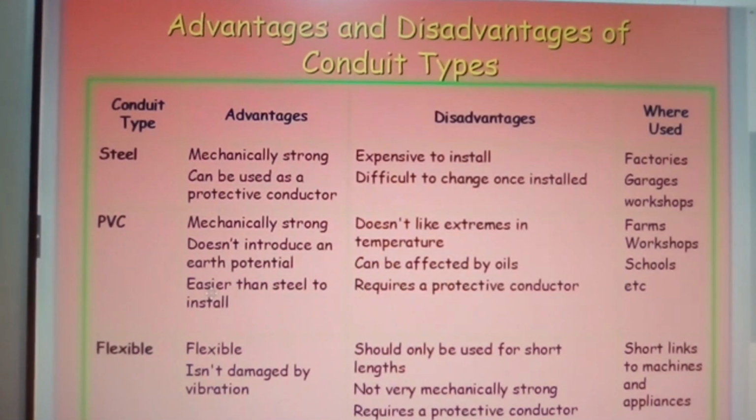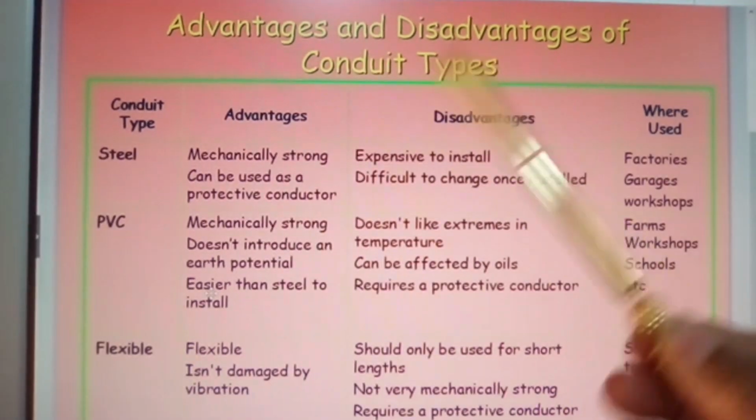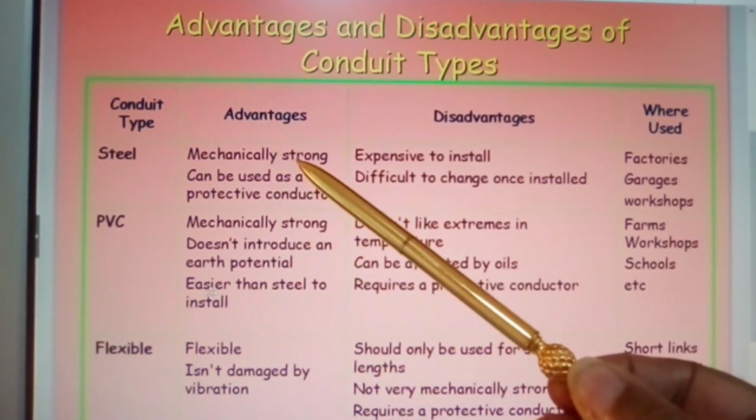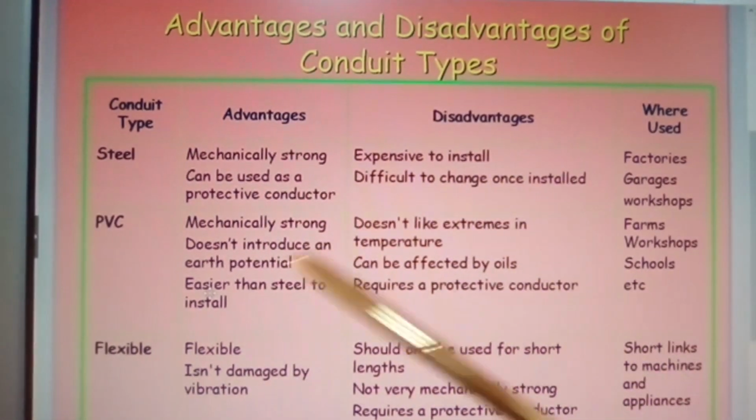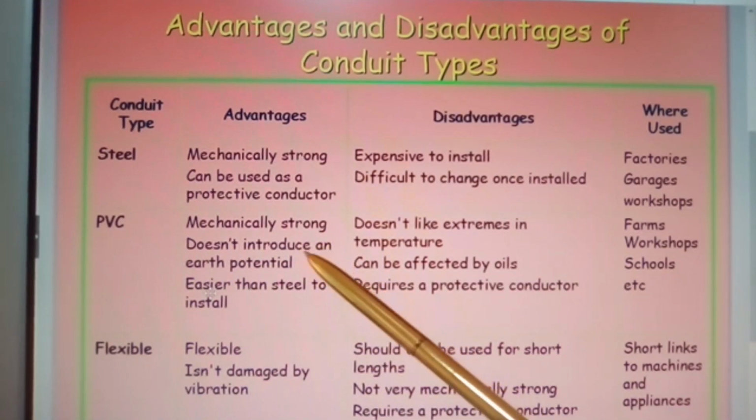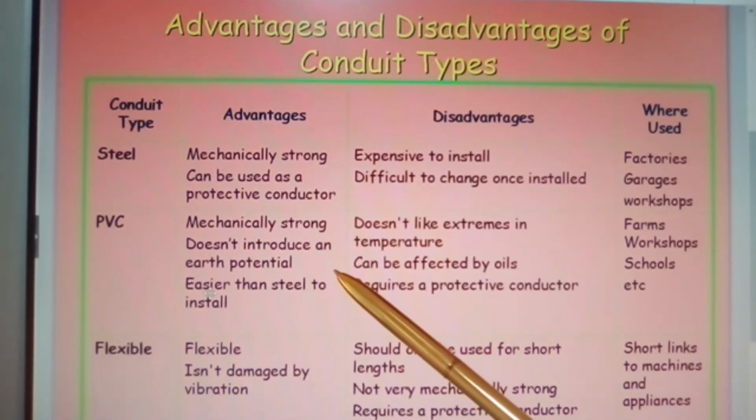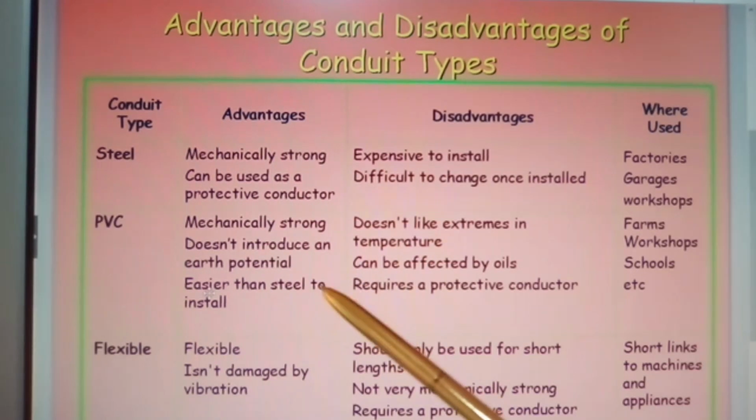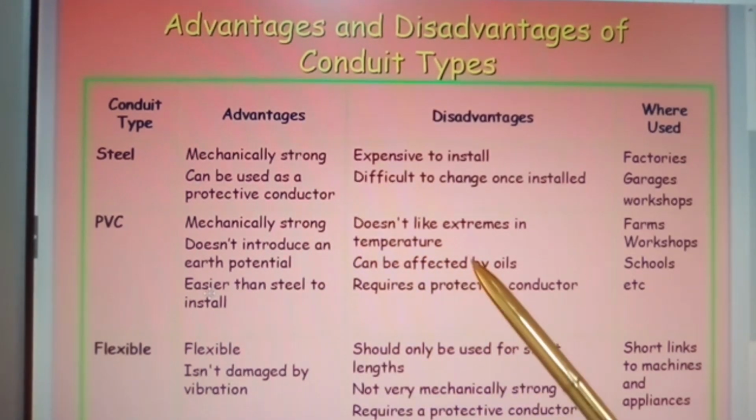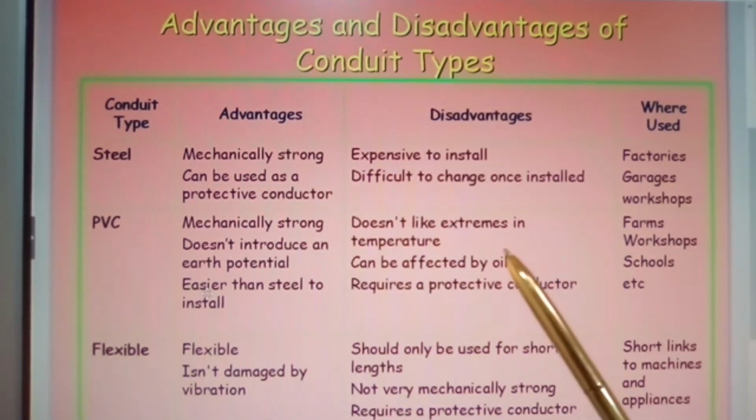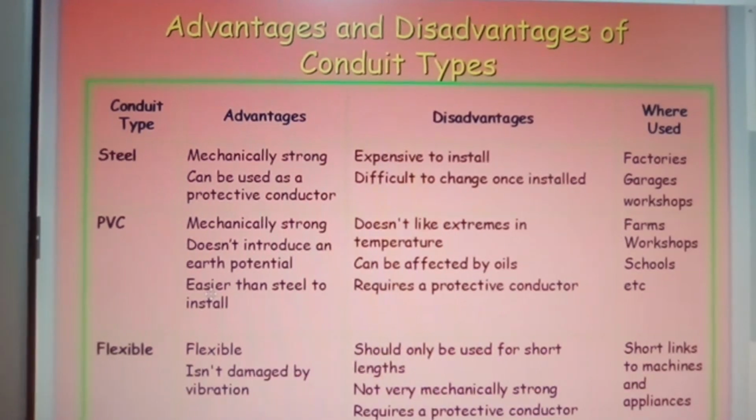Now, advantages and disadvantages of conduit types. Steel: mechanically strong, expensive to install. PVC: mechanically strong, doesn't introduce an earth potential, doesn't like extremes in temperature. Flexible.